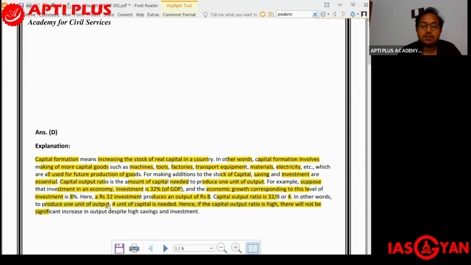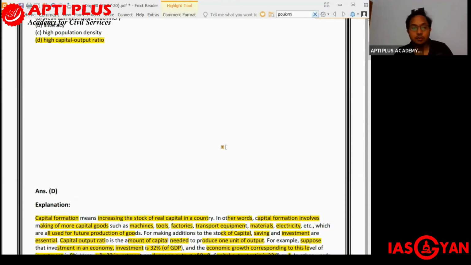And hence if capital to output ratio is high, there will not be a significant increase in output despite high saving and investment. So you can understand in an economy, if the capital to output ratio is very high, it will mean that you need much more investment of capital in order to get a desired level of output.